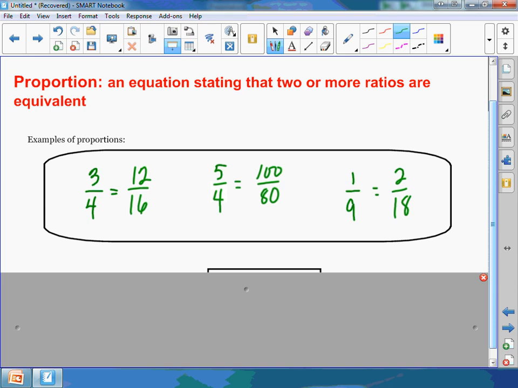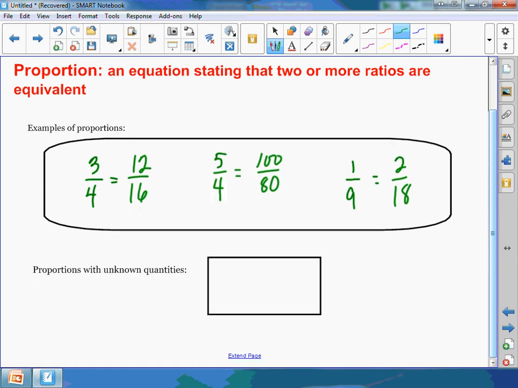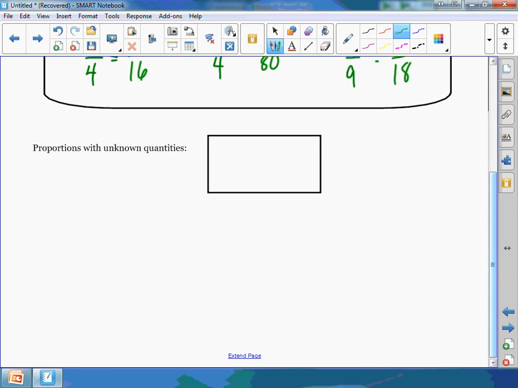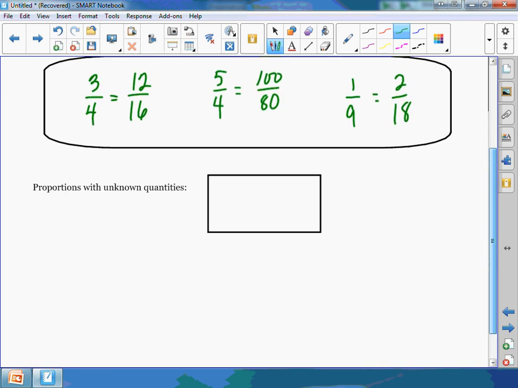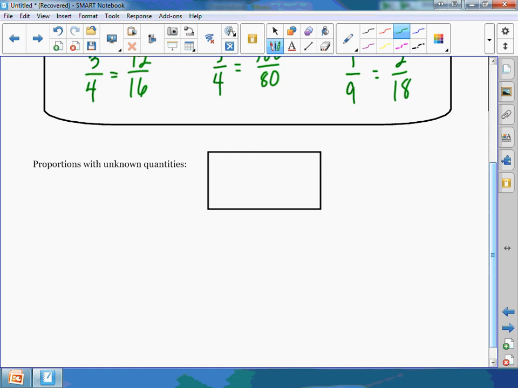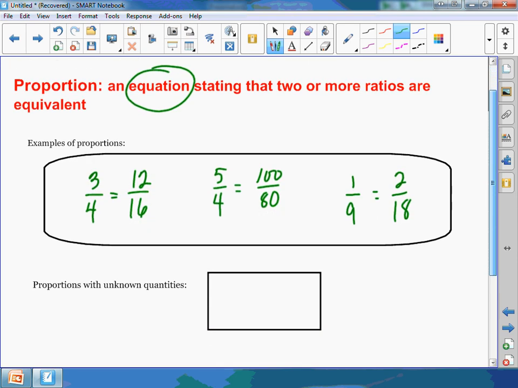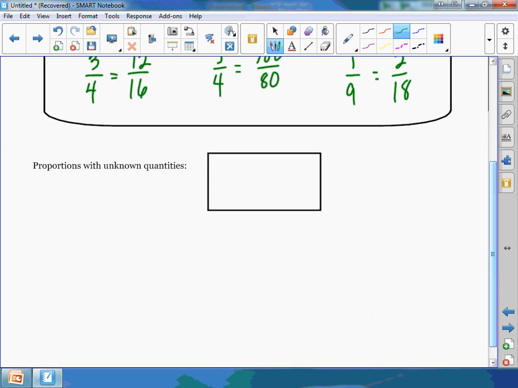But what we're going to be looking at are proportions that have unknown values in them. You guys have spent a lot of time with equivalent fractions and things. That's no big deal. But when you start looking at proportions that have unknown values, then that means you have to solve them. Like we saw up above, we referenced the word equation when we were writing this definition. Well, we spent all that time solving equations, and that's kind of what we're going to be doing here.